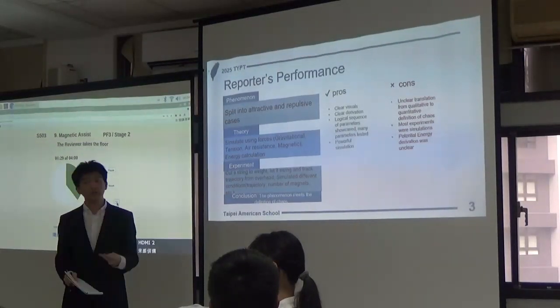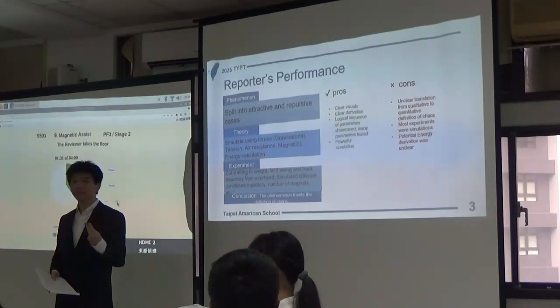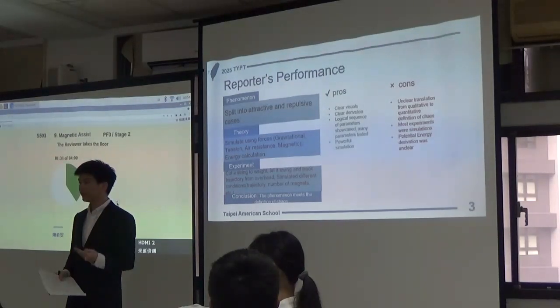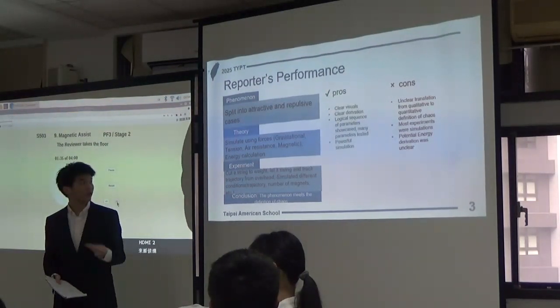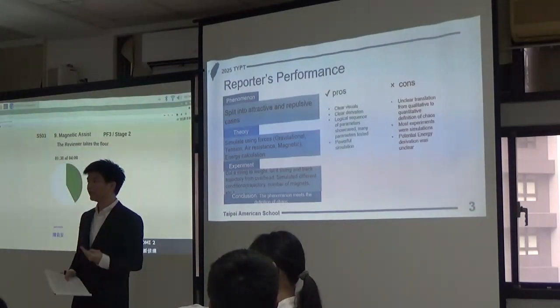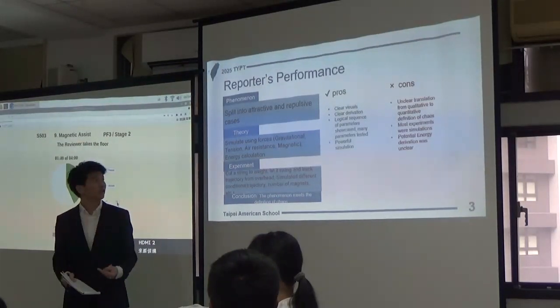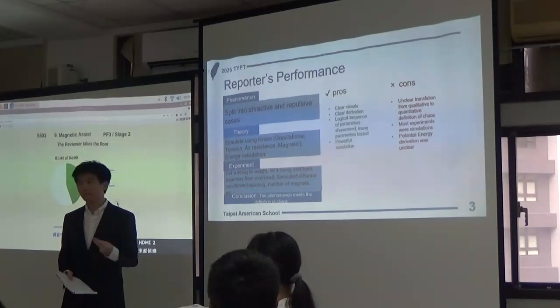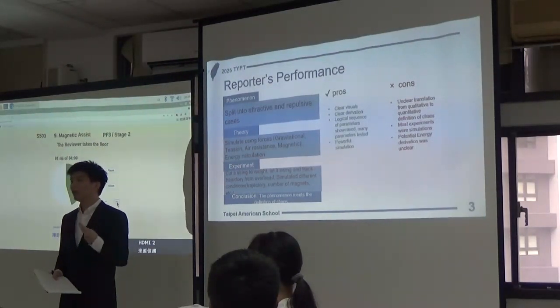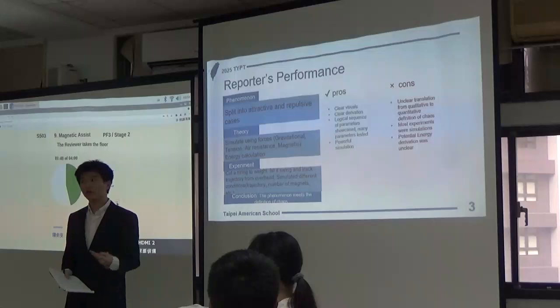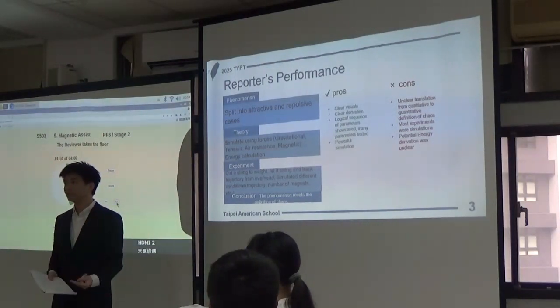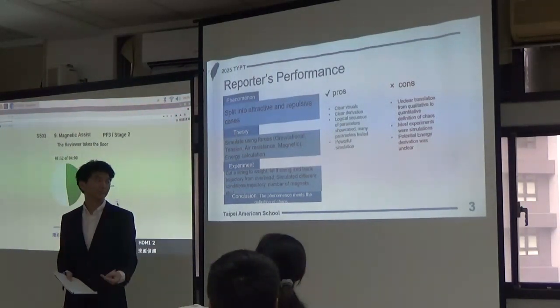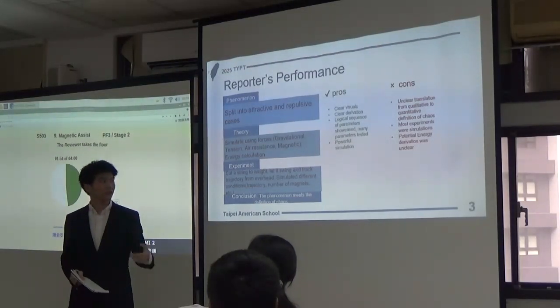In terms of pros, they had a lot of clear visuals. The graphs were really informative, along with a clear derivation of how they got their forces and their energy equation. Additionally, they gave a really logical sequence of their presentation, and they had a really powerful simulation. However, in terms of cons, their qualitative to quantitative definition of chaos wasn't that clear, and also many of their experiments were simulations, so we believe that was a little bit of a con.